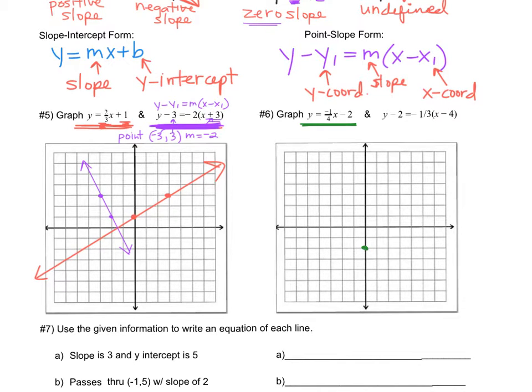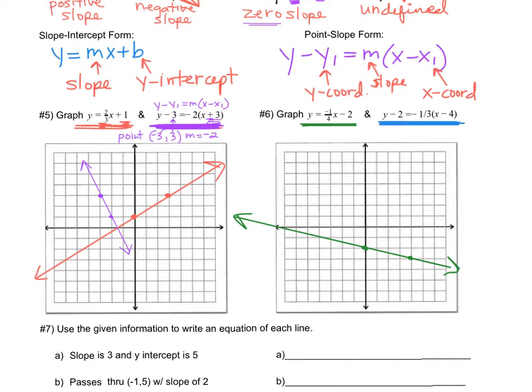And then where do you move from there? Down 1 to the right 4. So down 1, 1, 2, 3, 4 to the right. Put another point there. And then you can draw that line in. Okay.